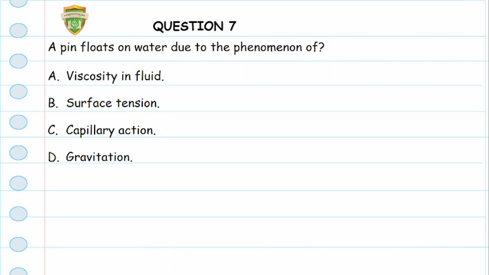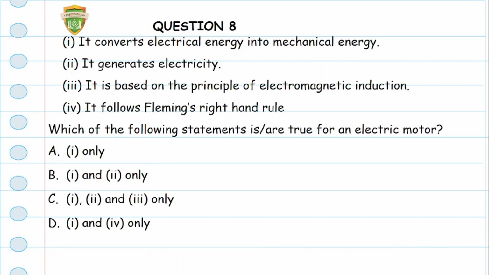So that is not the answer. The answer is surface tension. And you need to know that surface tension is a property of a liquid that causes the surface of the liquid to behave like a stretched elastic membrane. So in this case, when a pin is dropped on a water surface, the surface tension creates a force that supports the weight of the pin, and the cohesive forces between the water molecules are stronger than the gravitational pull acting on the pin, which allows it to float. So in this case, our answer is B, surface tension.